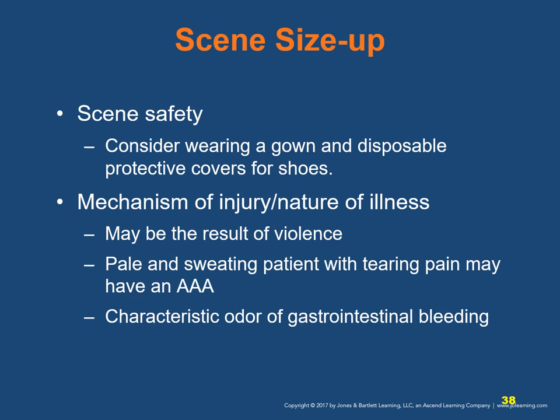Acute abdomen can be the result of violence, such as blunt or penetrating trauma. So always be vigilant. Chapter 30 will concentrate on abdominal and genitourinary injuries, and it discusses abdominal traumatic injuries. A pale or sweating patient who reports tearing pain may have a AAA. Gastrointestinal bleeding often has a characteristic color.